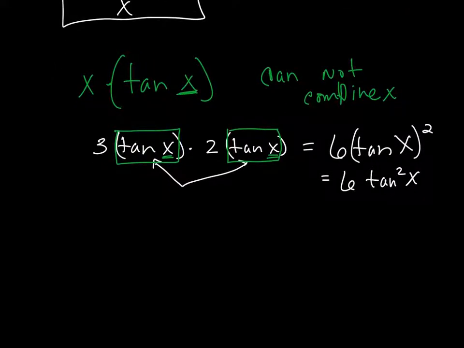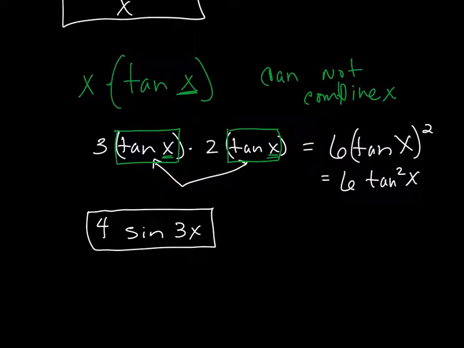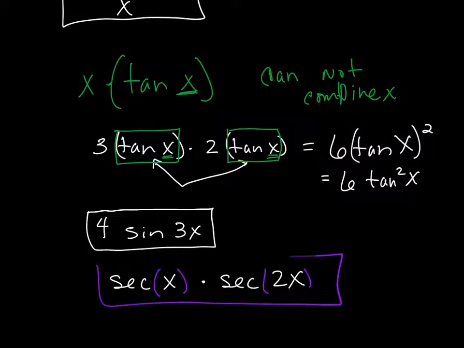All right, so again, one more example with this. If I had 4 times the sine of 3x, nothing you can do with that. You just have to leave it. If I had the secant of x times the secant of 2x, because these two arguments are different, there's nothing you can do right now. We'll do identities for double angles, but right now you cannot combine them because what is inside here is different.